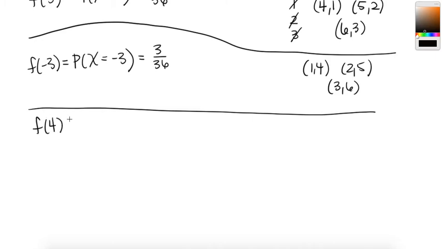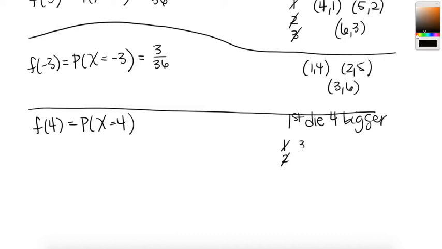Okay. And let's think about 4, the probability that x is equal to 4. So that's the first die is 4 bigger. So it can't be 1, it can't be 2, it can't be 3, it can't be 4, because those are sort of too small. But if it's 5, 4 less than that is 1, and that's a roll we can do. If it's 6, 4 less than that is 2, and that's a roll we can do. And that's going to be the only possibilities, right? Because we considered every possibility for the first die. So that's 2 out of 36.